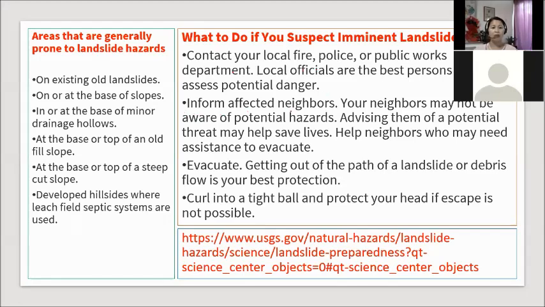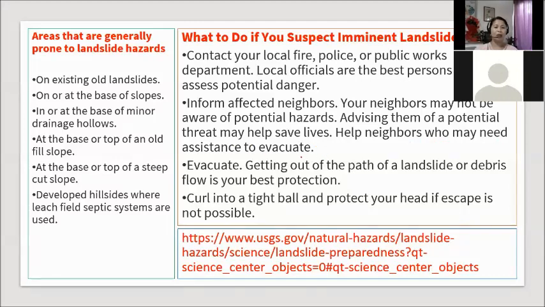And then, inform affected neighbors. Kung merong pwedeng maapektuhan, i-inform niyo yung affected person. Your neighbors may not be aware of potential hazards. Baka hindi nila alam. That is why kailangan ninyo i-inform sila. Advising them of a potential threat may help save lives. Help neighbors who may need assistance to evacuate.